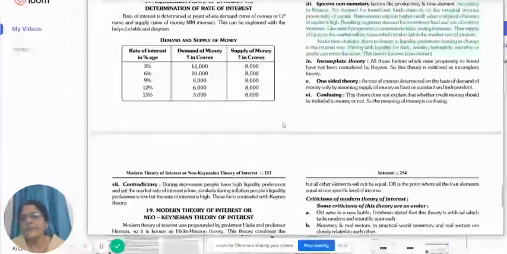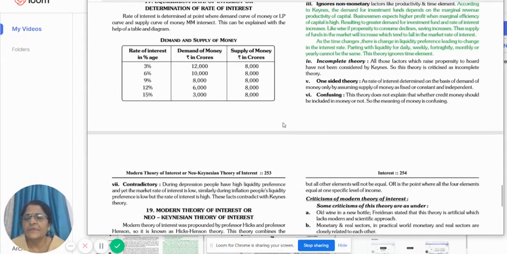Now the seventh criticism faced by this theory is that it is considered to be contradictory. During depression, people have high liquidity preference and yet the market rate of interest is low. Similarly, during inflation, people's liquidity preference is low, but the rate of interest is high. These facts contradict Keynes' theory.